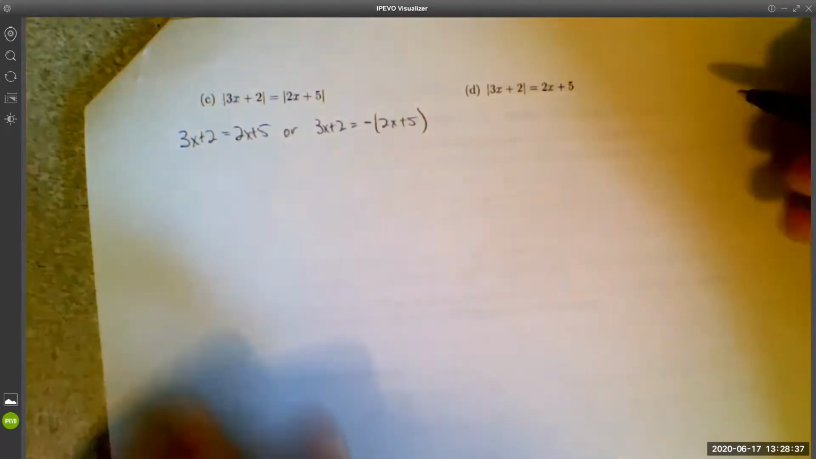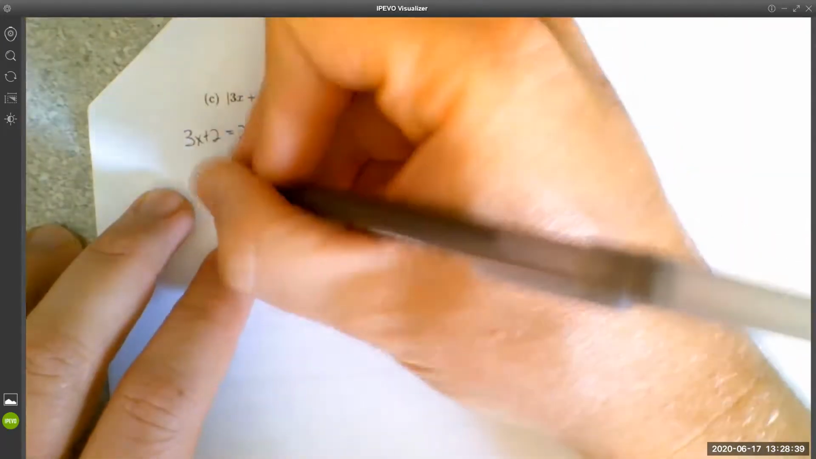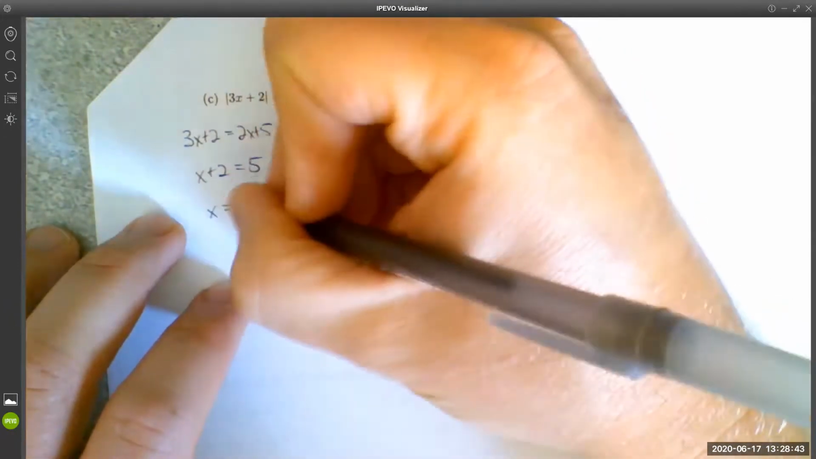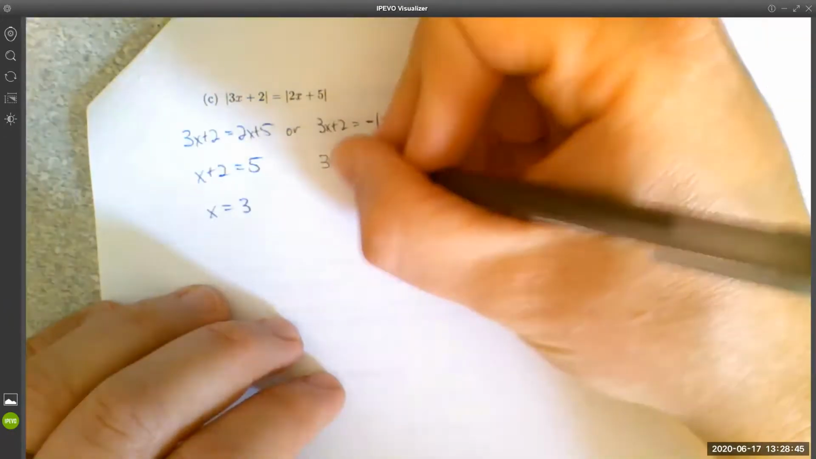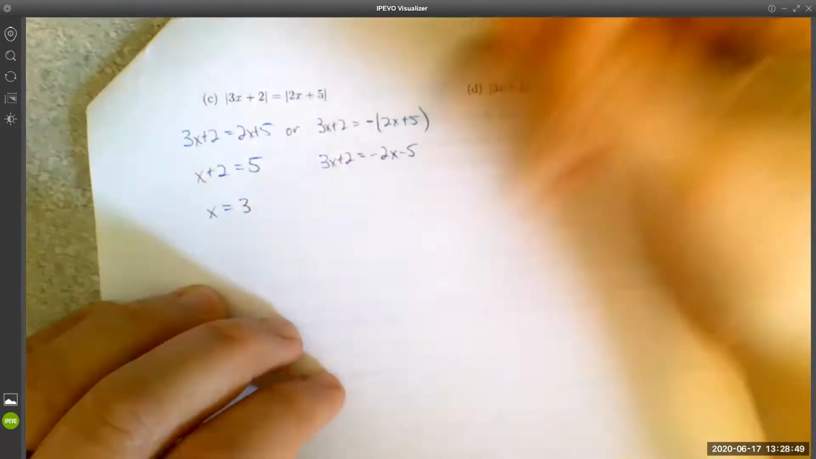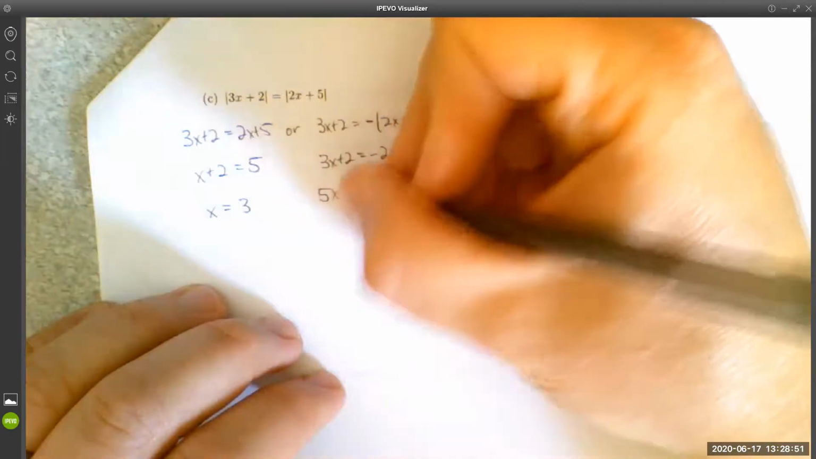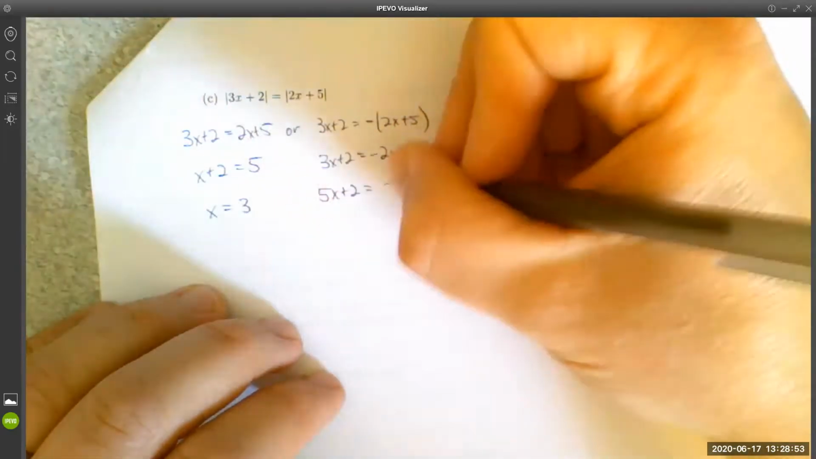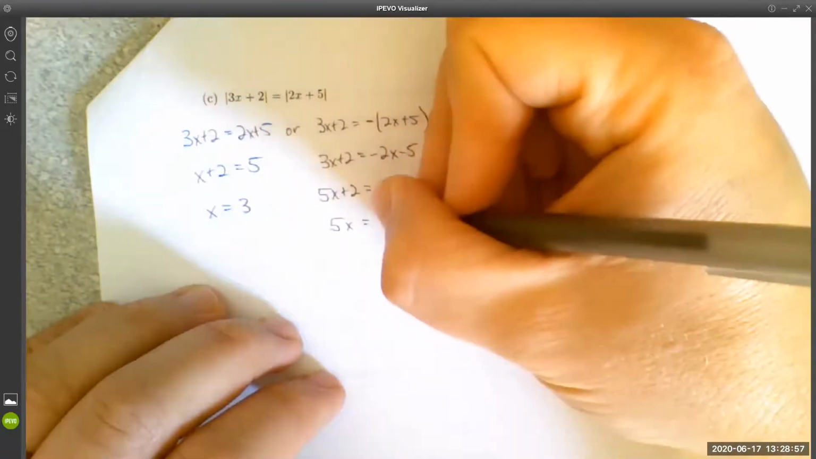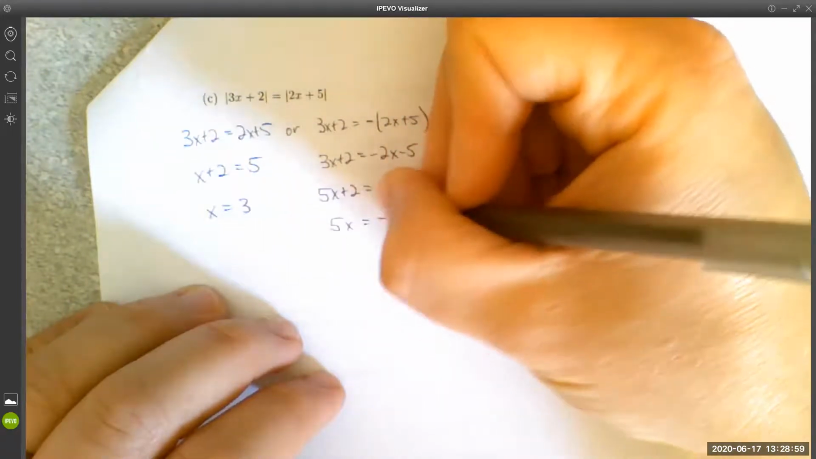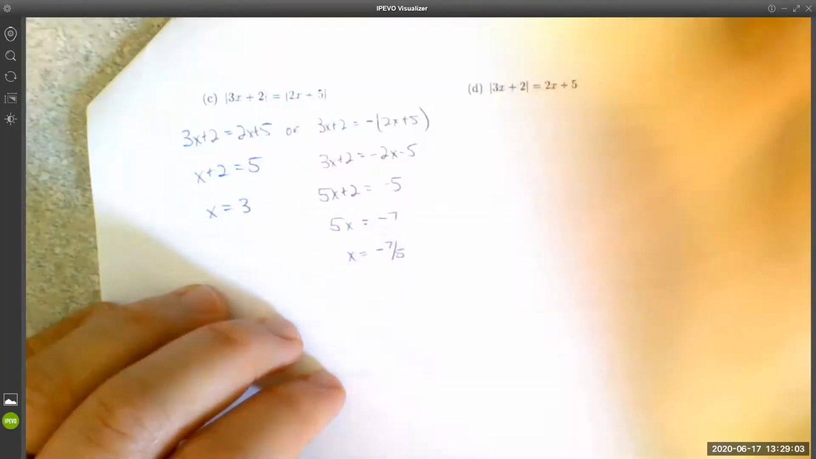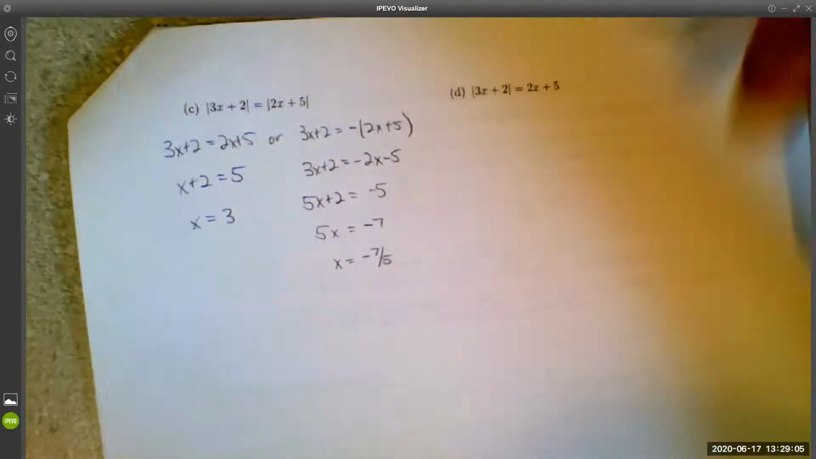So let's finish solving it. Move the 2x over. Move the 2 over. Distribute the negative, and then move the 2x over. And then move the 2 over. And then divide by 5. And that's that.